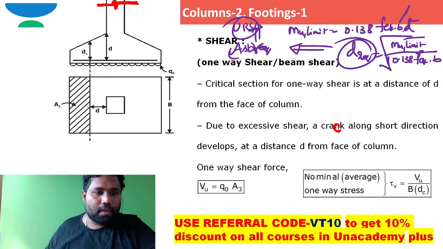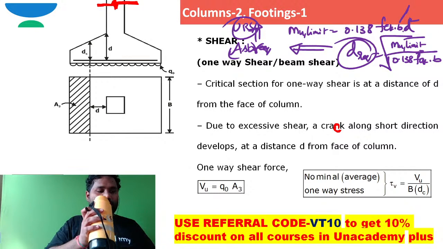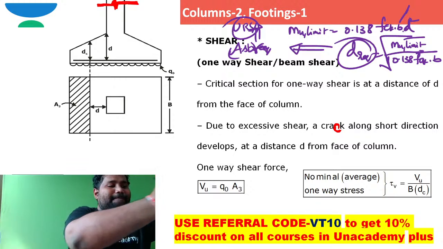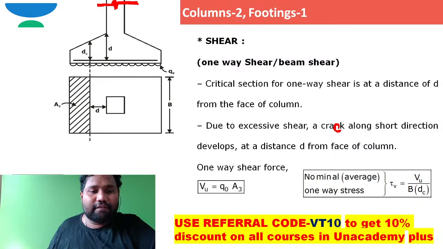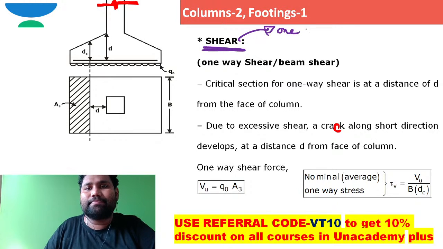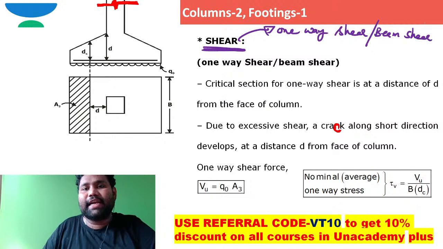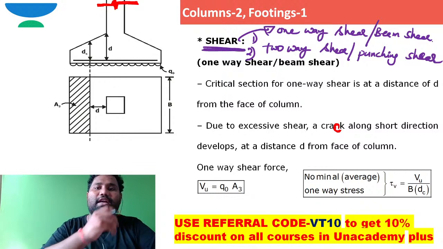Now the question is, how to check for shear? In shear there are two types of shear failures. One is one-way shear, or pure one-way shear, or people call it beam shear. The second type of shear is two-way shear, or punching shear. Let me explain the difference between one-way shear and two-way shear.